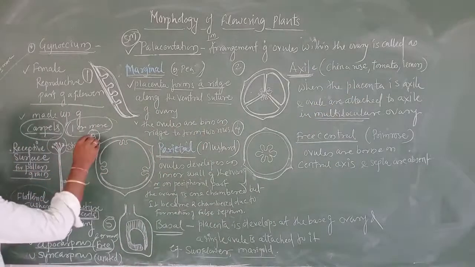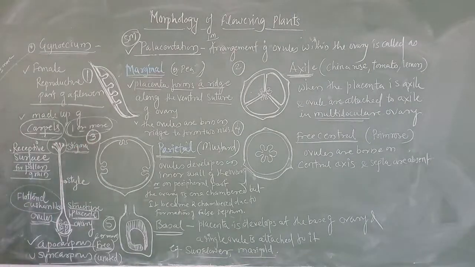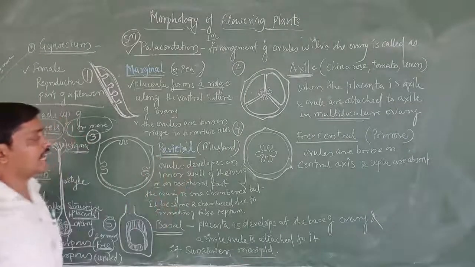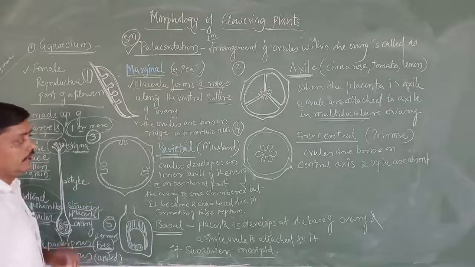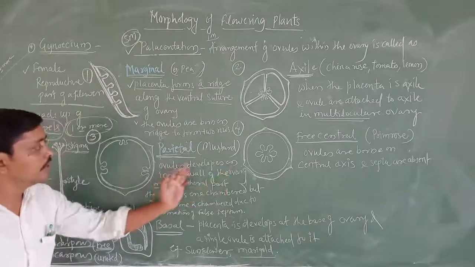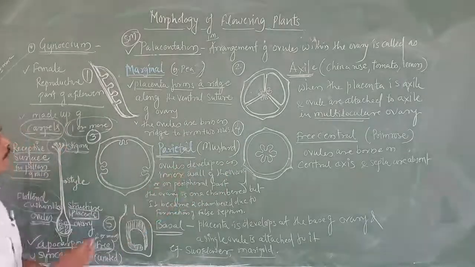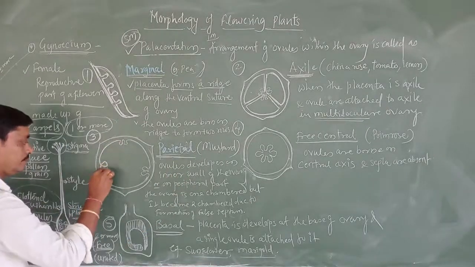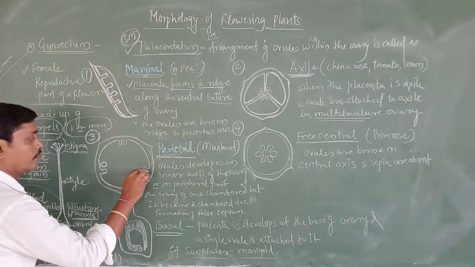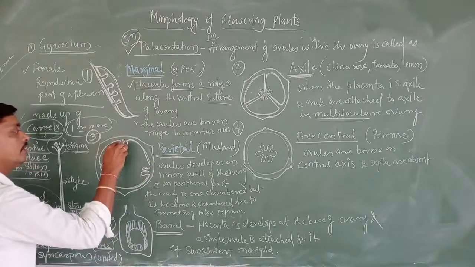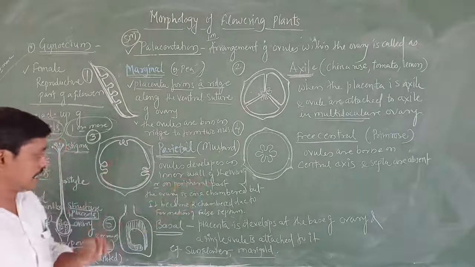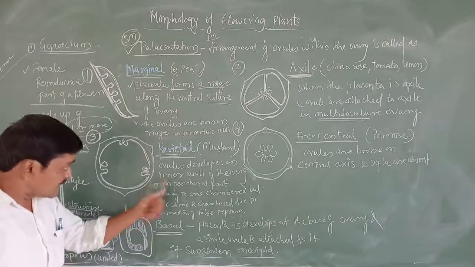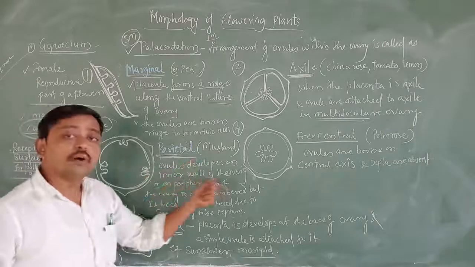Next, the third type of placentation we are going to study here is parietal, P-A-R-I-E-T-A-L, parietal placentation. Here, what is going to happen? These are the ovules here. Ovules develop on the inner wall of the ovary. This is the inner wall. See, ovules are developed on the inner wall of the ovary, or the peripheral part inside. In such a case, ovules are developed on the inner wall of the ovary.